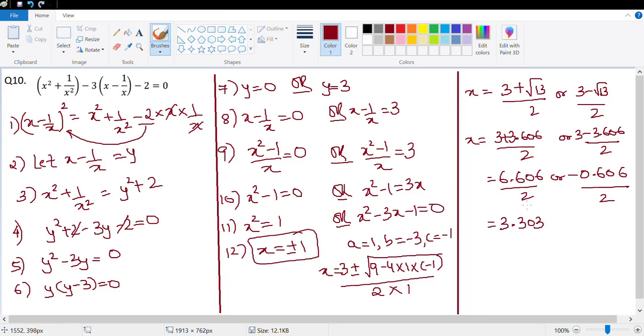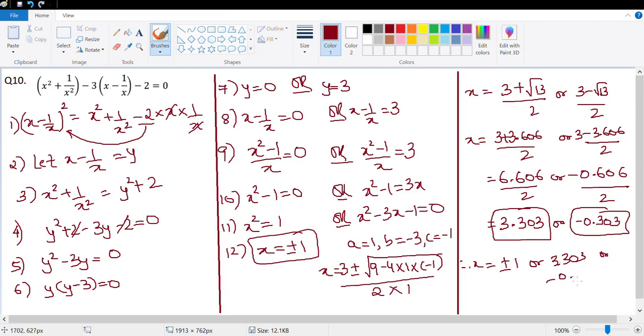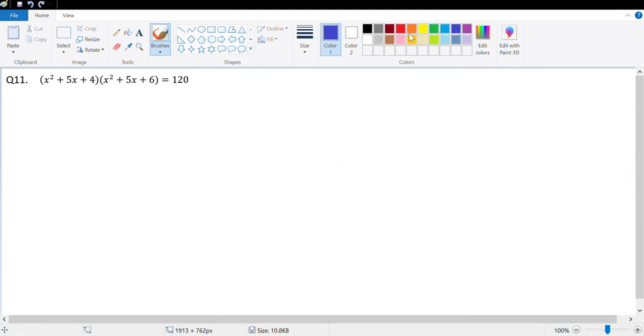3.303. Yes, that's correct. Two into three, three and zero and three, or negative 0.303. So we have four solutions of x. Therefore x is equal to plus minus 1, or 3.303, or negative 0.303. Again, you can put a small star on this question simply because it needs you to remember a concept that we did in class 9, of how to expand x minus 1 upon x. Good, let's look at the last question for this video, which is question number 11.